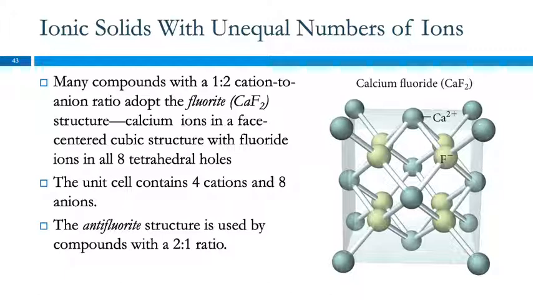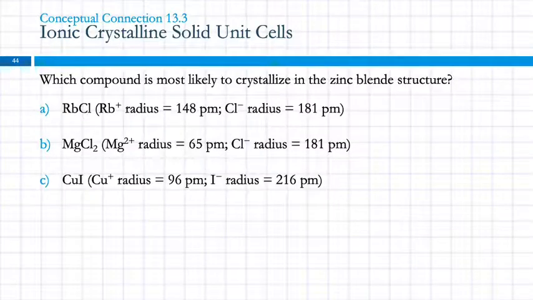Then if you have a ratio that's other than 1:1, then things get even more interesting. This is called the fluorite structure. It's a face-centered cubic, and now there are 8 tetrahedral holes in here, and each of them has a fluoride ion. So that's a 1:2 cation to anion ratio. The anti-fluorite would be if you had 2 cations to 1 anion. I'm going to skip that.